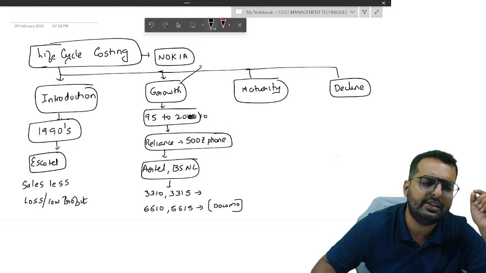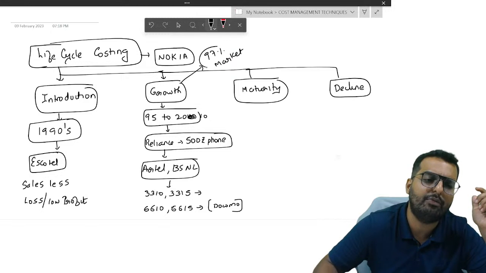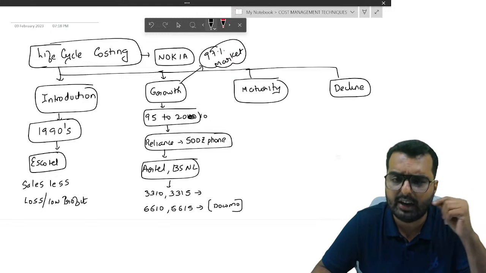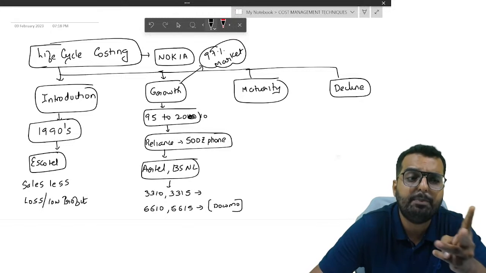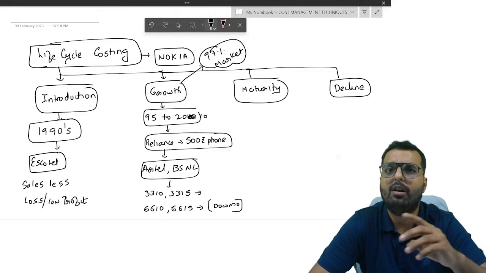Nokia started capturing 97% of the market at that time, friends, which means if 100 phones were sold, 97 phones were Nokia, 3% were others. By that time, Reliance collapsed.